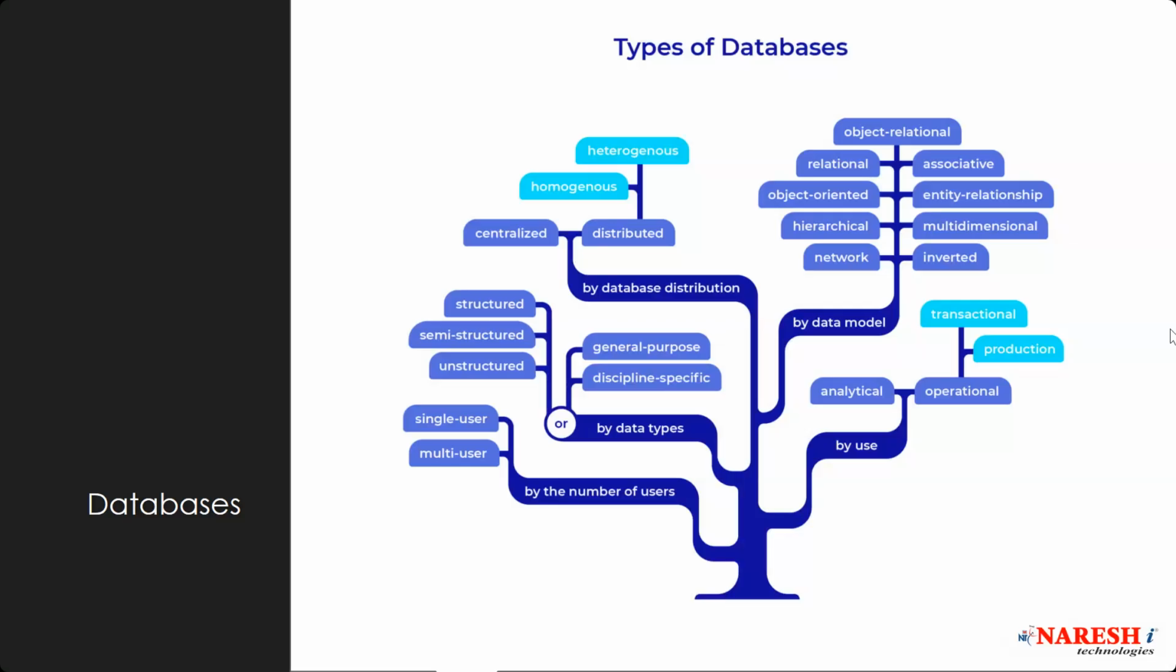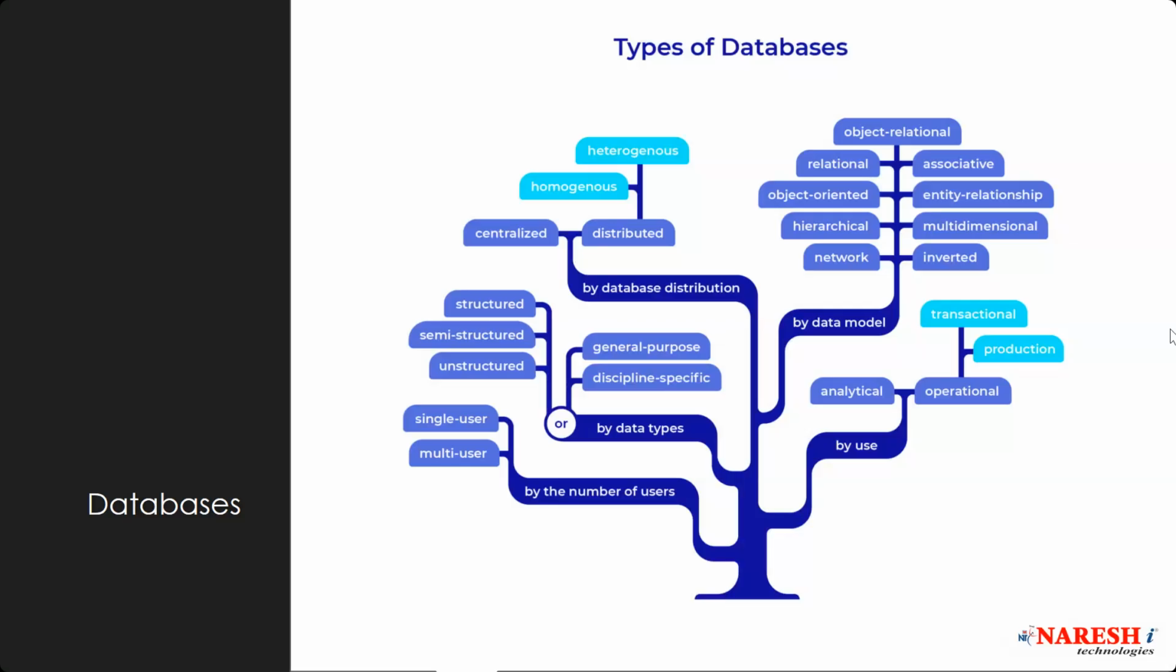And remember, there are so many database technologies for these types. For example, MongoDB is semi-structured. Oracle is structured. MySQL is structured. For example, Excel, MS Access, CSV are unstructured. We also have, based on distribution, centralized databases, distributed databases, heterogeneous and homogeneous databases.